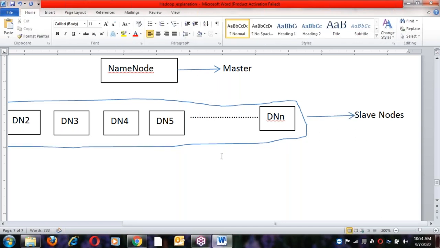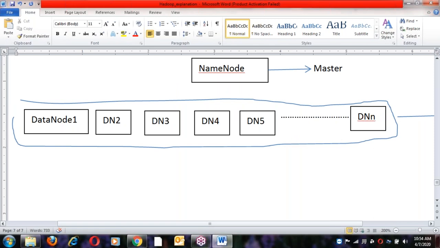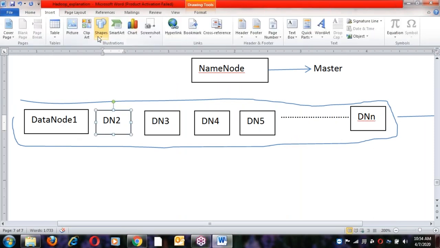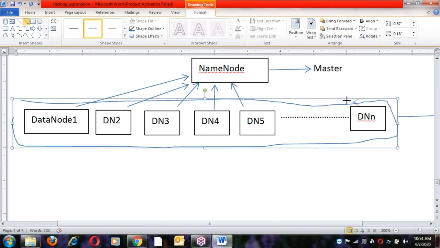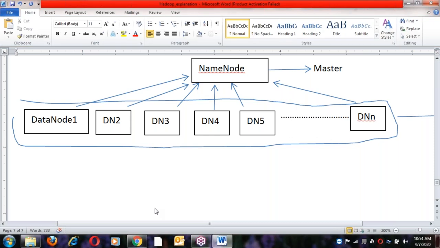So master and slave, right? In the slave side, data node 1, data node 2, and all the data nodes communicate with the name node. Every data node communicates with the name node over the network. This is the Hadoop network, called a Hadoop cluster. It's a master and slave architecture.